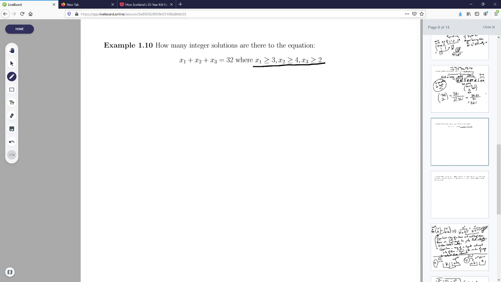basically doing the same thing, except you notice that x1 has to be bigger than or equal to 3 in this case. x2 has to be bigger than or equal to 4, and x3 has to be bigger than or equal to 2. So basically all of them have lower bounds now. And if they all have lower bounds, then we can actually define a new variable. So the trick to this is define new variables.